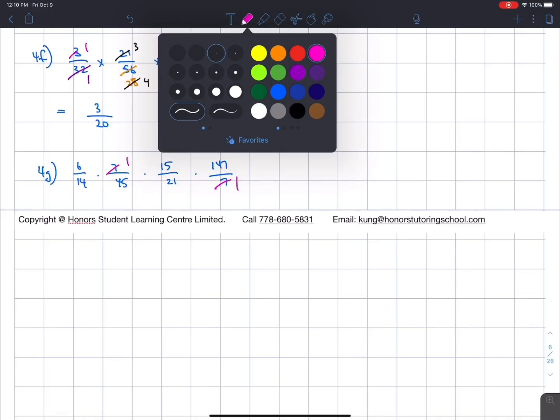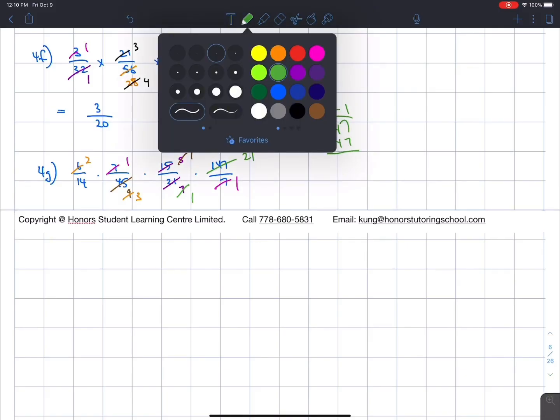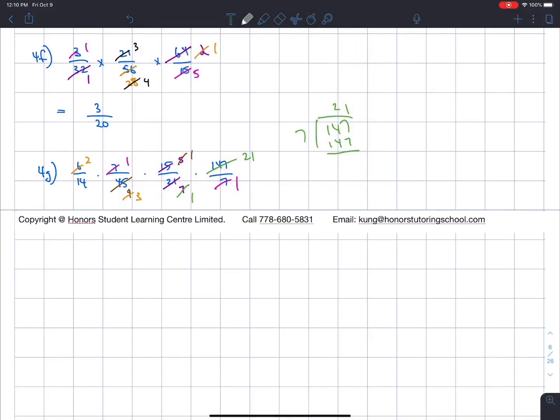I can divide 15 by 3 to get 5, divide 21 by 3 to get 7, and I can divide 5 by 5 to get 1, 45 by 5 to get 9. Divide 6 by 3 to get 2, 9 by 3 to get 3. And 147 is divisible by 7. 7 times 2 is 14, 7 times 1 is 7. So I can divide 7 by 7 to get 1, 147 by 7 to get 21. I'm running out of color. I can divide 21 by 7 to get 3, 14 by 7 to get 2.